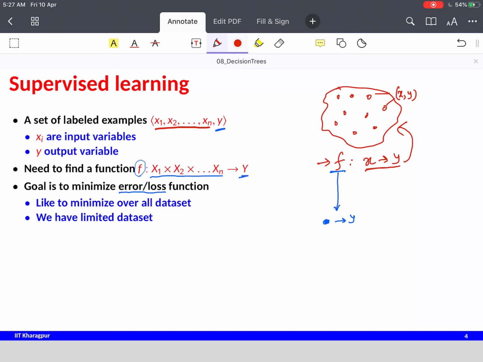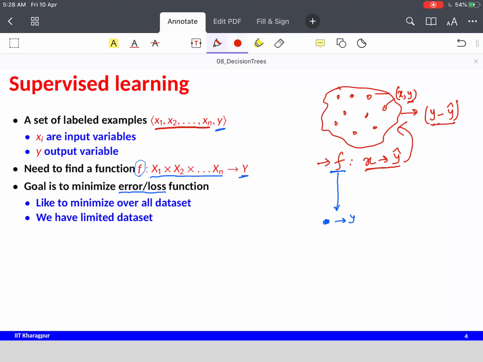So I need to have some kind of error measure when I'm trying to map from x to y. When I try to predict this value, probably I can say this is the predicted value and this is the original value. So for every example in this set, I would like to find the difference between the predicted one and the actual one. This error value will tell me how good my f function is.